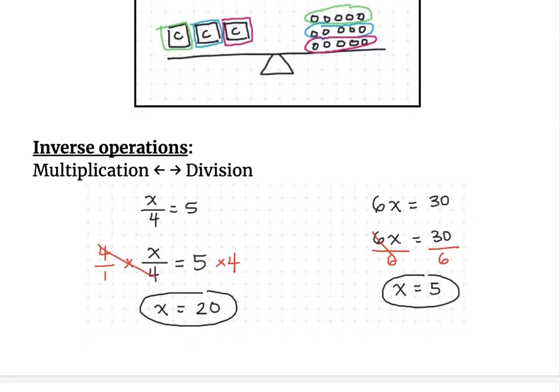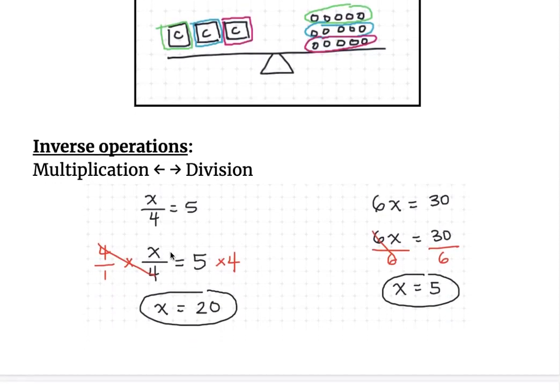All right, and here's 2 more examples of how you can use inverse operations with multiplication and division. This is x divided by 4 because the fraction bar means division. x divided by 4 equals 5. The opposite of dividing by 4 would be to multiply by 4. And remember, we want to do the same thing to both sides to keep that scale balanced. If I have a 4 on top multiplied by a 4 on the bottom, then they cancel each other out because one's on top and one's on the bottom. So I just get x on the left-hand side. And then 5 times 4 is 20. So the answer is 20. 20 divided by 4 is equal to 5.